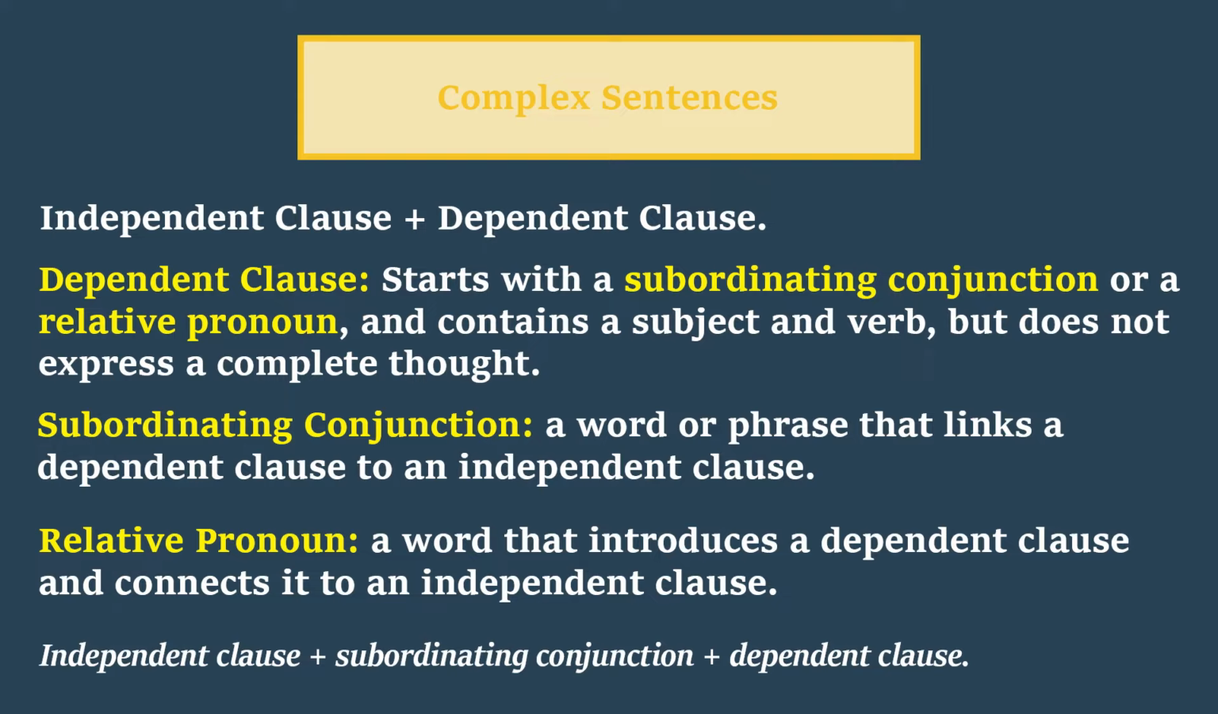So a complex sentence would look something like this. It would be an independent clause plus a subordinating conjunction plus a dependent clause. All right, you still with me?